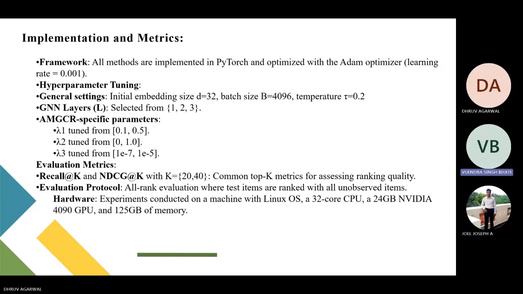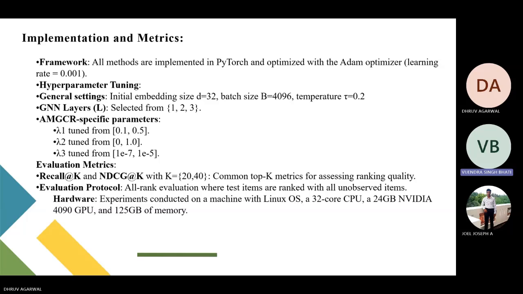AMGCR specific parameters were as follows: lambda 1 in 0.1, 0.5, lambda 2 in range 0 to 1, and lambda 3 in range 10 power minus 7 to 10 power minus 5.